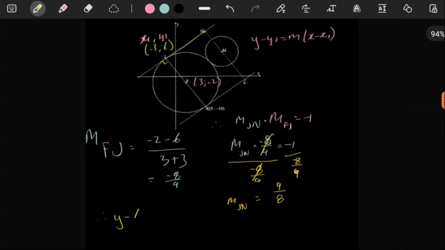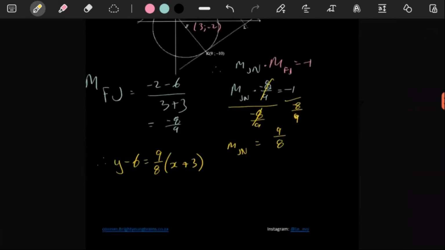y1, we said it's a 6. It is equal to the gradient, and then x minus x1 is going to be a 3 there. Because negative and negative 3, you put a plus. This you're going to multiply inside your brackets. This you're also going to multiply. And then the 6 comes over.